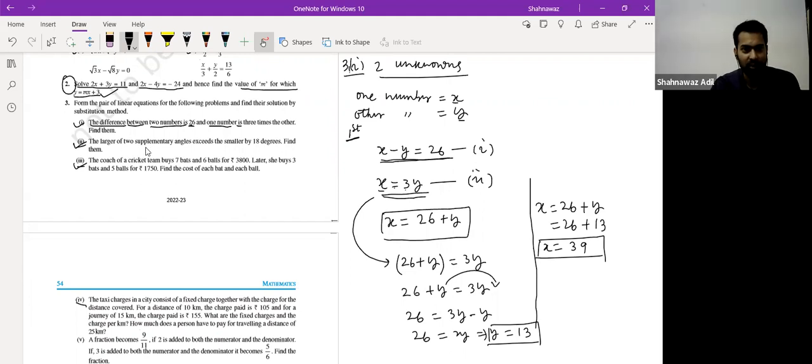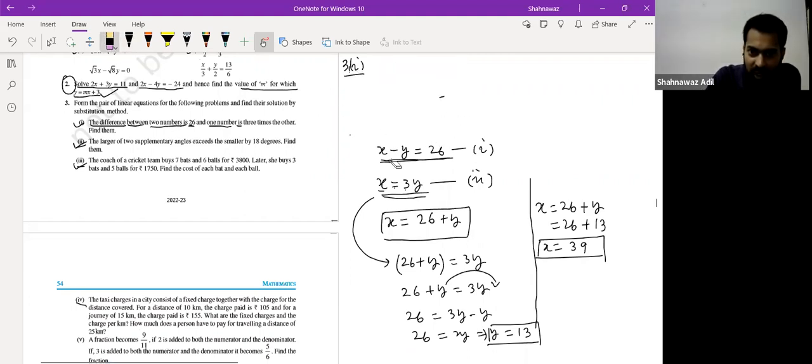Okay, so this one is a good question. They have given two supplementary angles, right? So we first have to know about supplementary angles. Did you guys note down this first question? Noted, Adil, Talha? Okay. So Rizwan, what are supplementary angles? Do you remember?